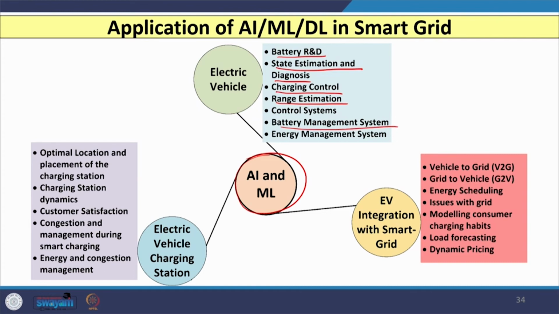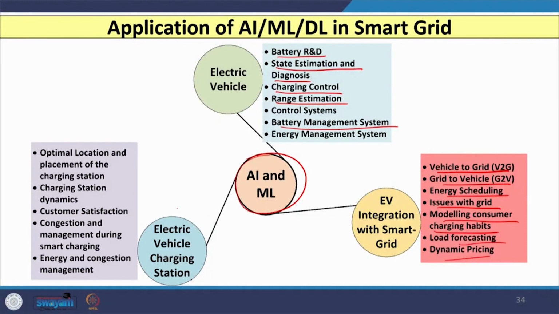If EV integration, or electric vehicle integration, is carried out with the smart grid, then we can use AI, ML or deep learning in vehicle to grid mode, maybe grid to vehicle mode, maybe for energy scheduling. We can also use it to tackle issues with the grid, maybe modeling consumer charging habits, load forecasting and dynamic pricing. In all such applications, we can use the concept of AI, ML or deep learning, and we can design the method based on this.